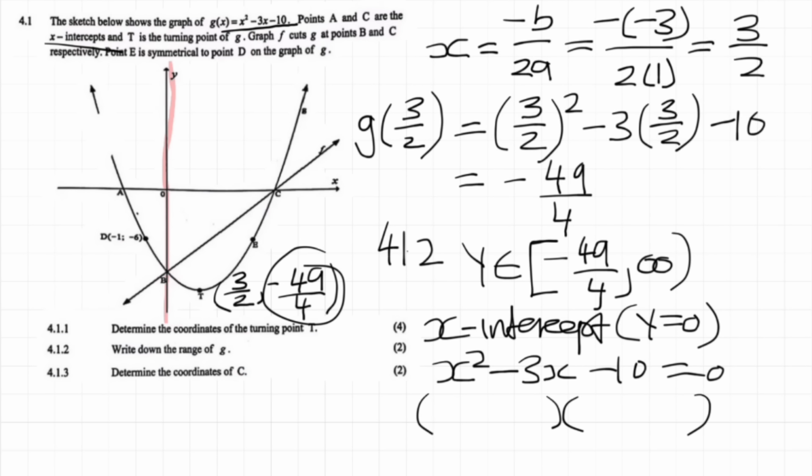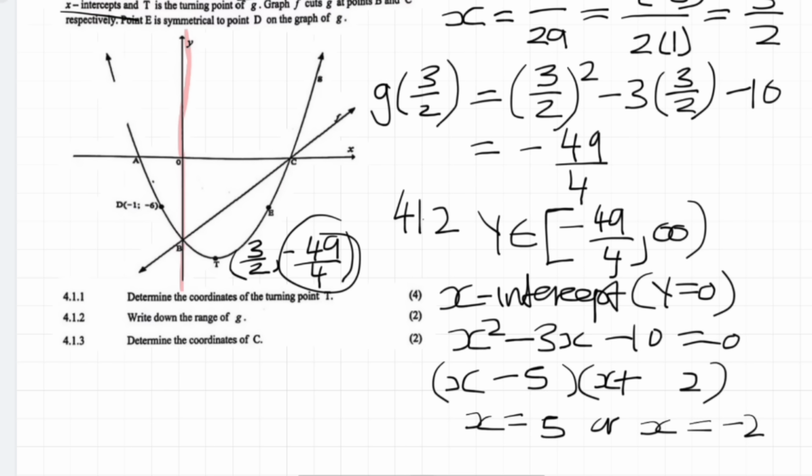And we're going to just find the factors. The factors of 10 that give us 3 are 5 and 2. So this one is going to be negative, and this one is going to be positive, just like that. So x is going to be 5, or x is going to be equal to negative 2.